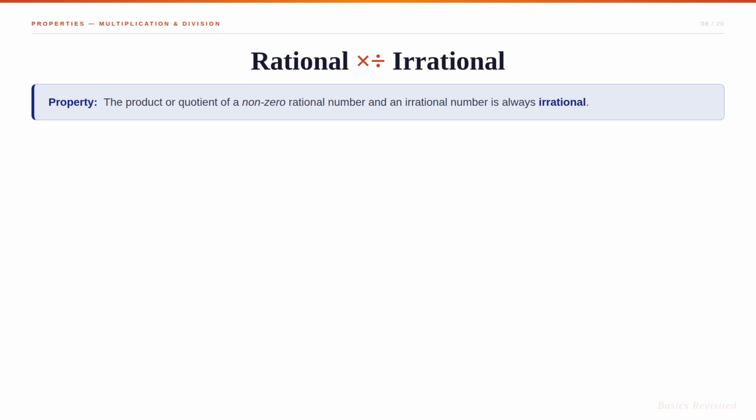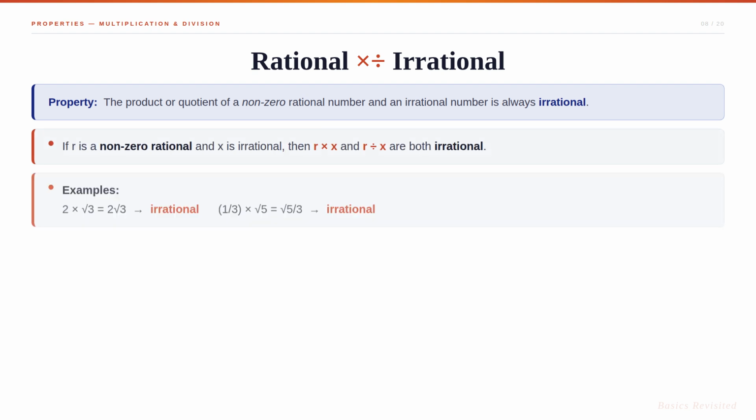Property. The product or quotient of a non-zero rational number and an irrational number is always irrational. If r is a non-zero rational and x is irrational, then r times x and r divided by x are both irrational. Examples: 2 times root 3 equals 2 root 3. Irrational. 1/3 times root 5 equals root 5 over 3. Irrational.